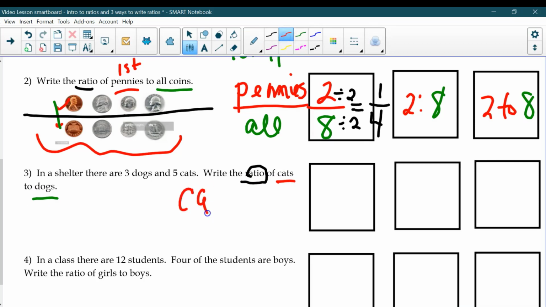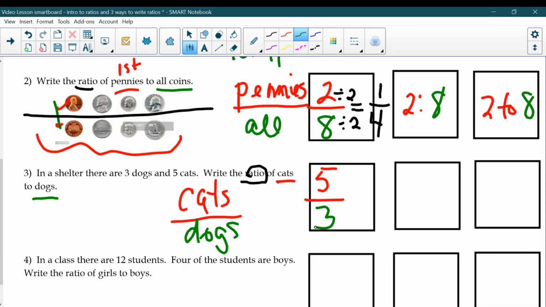I'm going to write that out. Cats over dogs. Now, I have to be careful with this. Why? Can you see why? Look at the sentence. What came first in the sentence? 3 dogs. Did I want to put dogs first? Nope, it asks for cats. So how many cats are there? That's our first number according to what it asked. It said, what is the ratio of cats to dogs? So how many cats are there? There are 5 cats, so that will be our first number. And how many dogs? 3 dogs.